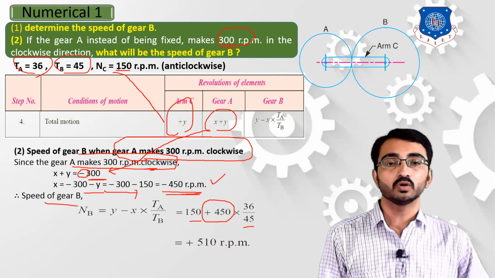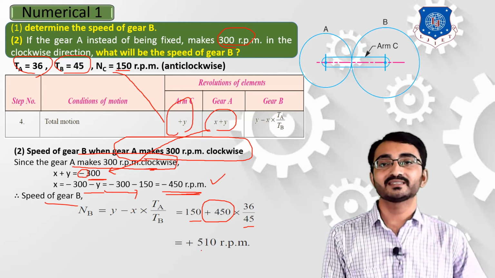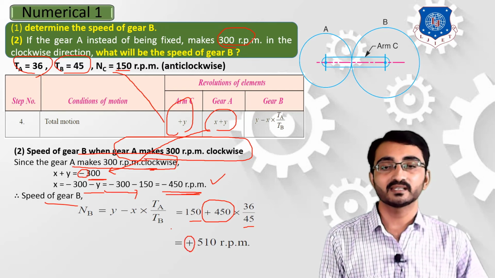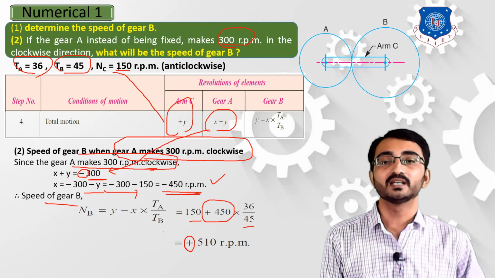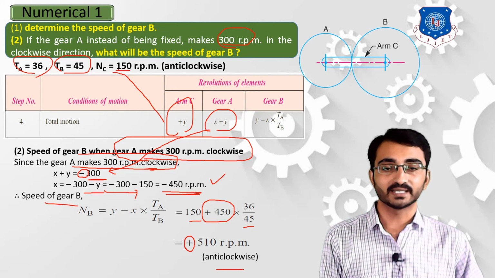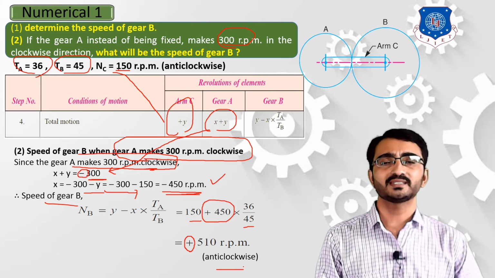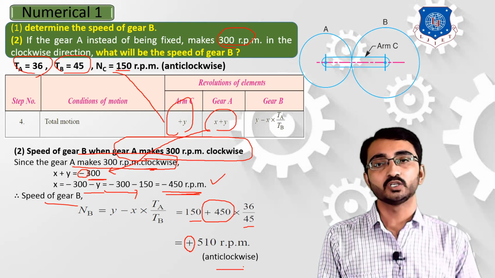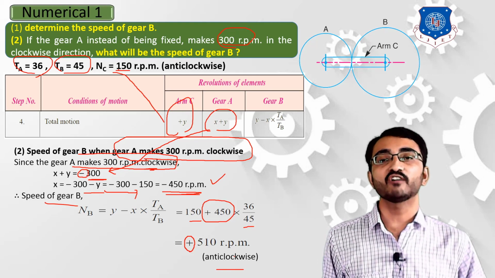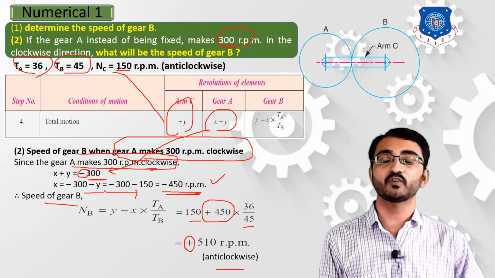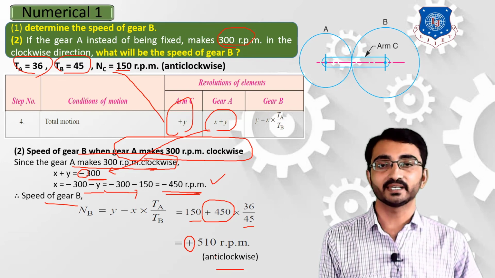Again we have to mention the direction. As the plus symbol indicates, gear B is rotating in the anti-clockwise direction, so we have to mention anti-clockwise direction. So this is a simple method. By using this tabular method, you can solve any numerical of epicyclic gear train. If you remember the conditions for the table properly, then you can solve numericals of epicyclic gear train.